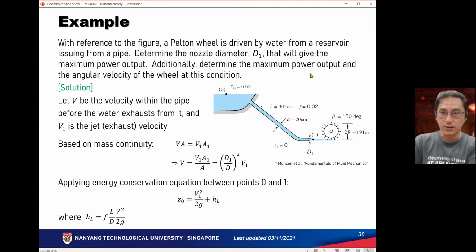Additionally, determine the maximum power output, and the angular velocity of the Pelton wheel at this condition. What condition? The maximum power output condition. Now before we solve anything, let's take a closer look.